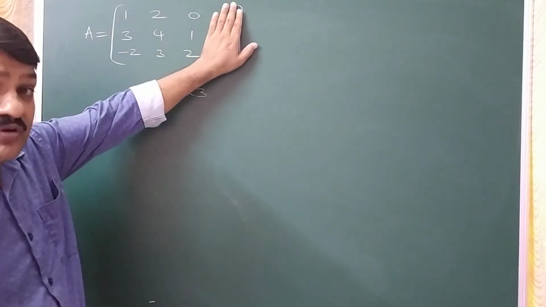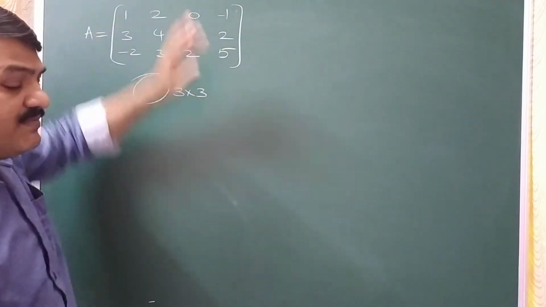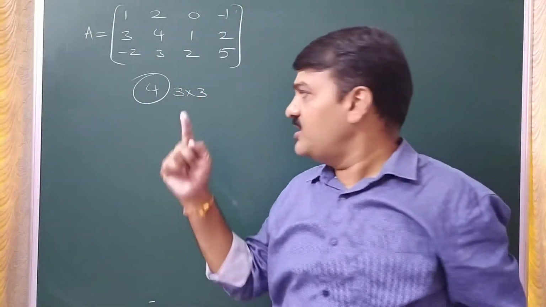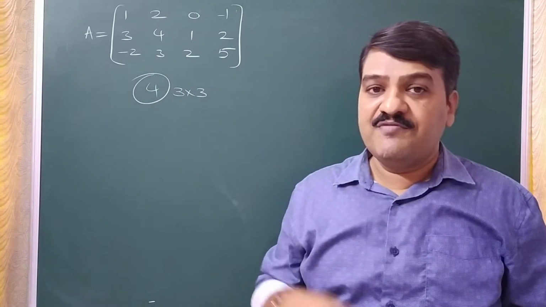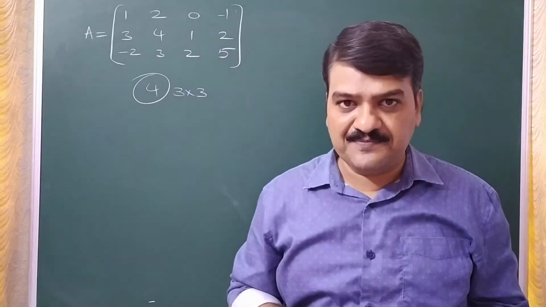By removing the fourth column we will get 1. That means you will get 4 3 by 3 submatrices. So if you can find at least one 3 by 3 submatrix for which the determinant is not 0, then the rank is going to be 3.